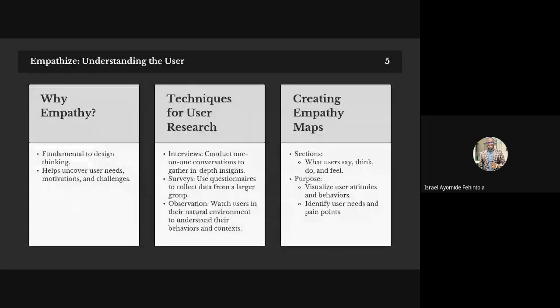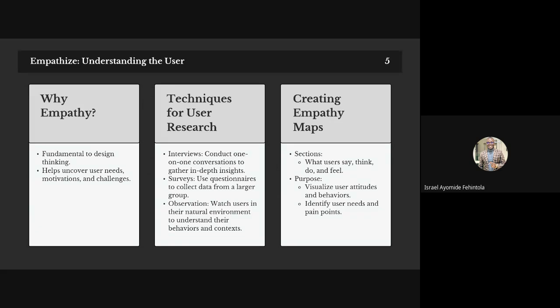So let's move forward now to empathy. Like I said, it is the first stage. This is actually the most important, very fundamental to design thinking, because this is where you uncover the user's needs. This is where you know the user's pain point. This is where you realize what they are going through, and based on whatever insight you get, you frame your problem statement. So the first step, and one of the most important, is this stage.